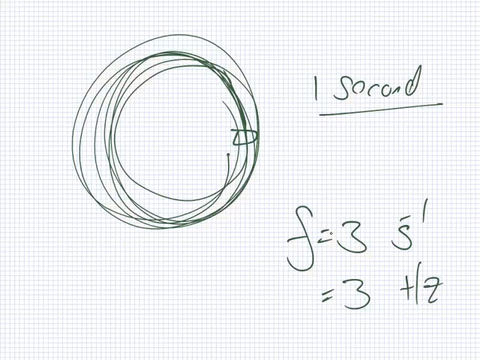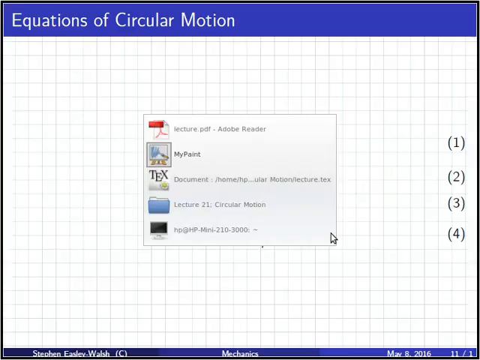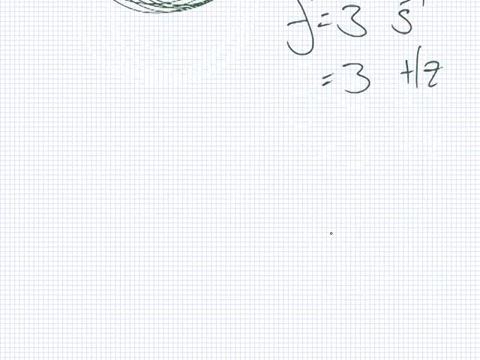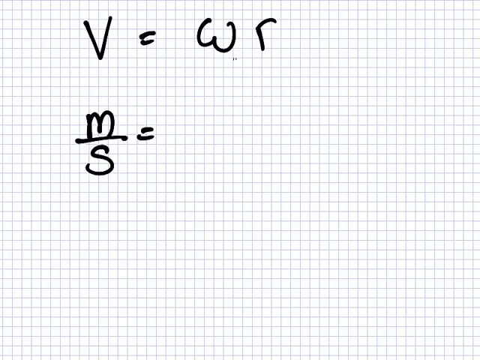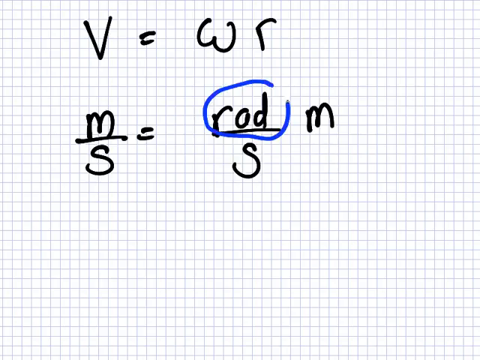Let's take, for example, formula 3. We have v equals omega r. What are the units for v? Meters per second. And omega? Radians per second. And the radius? Meters. Are these the same? Not quite. There's a problem.